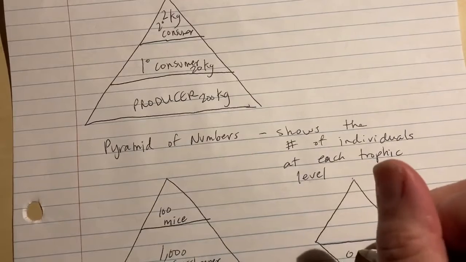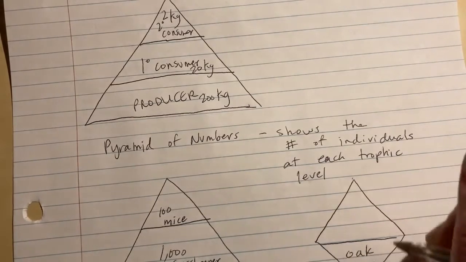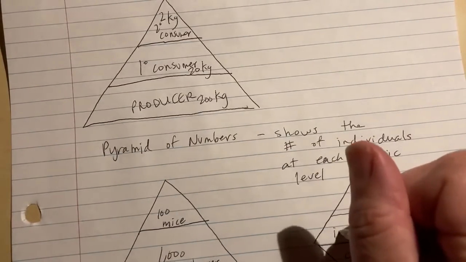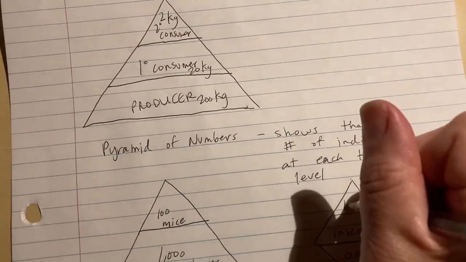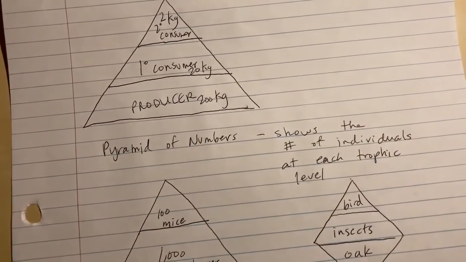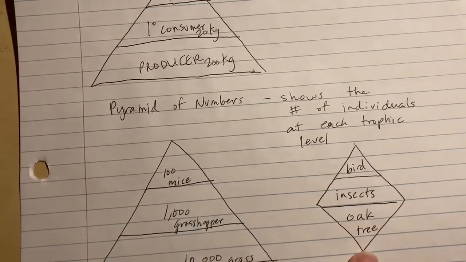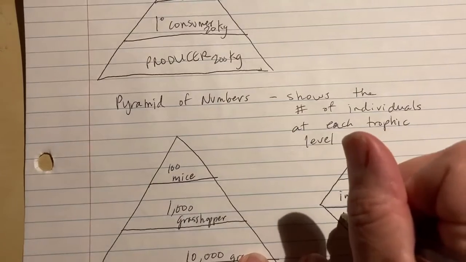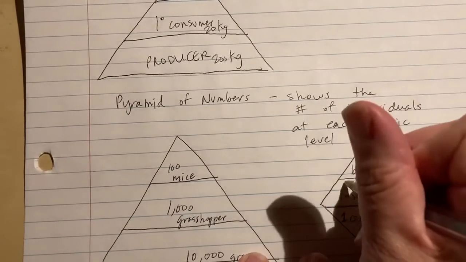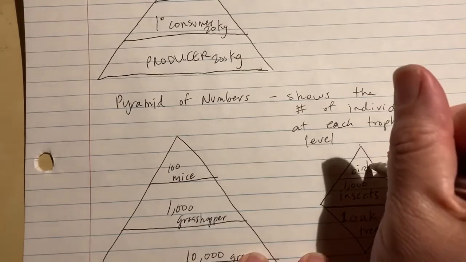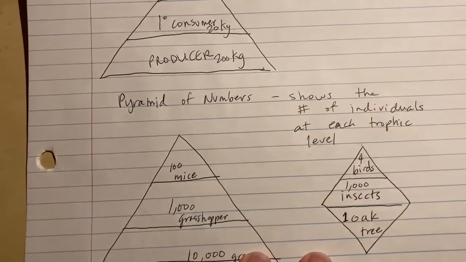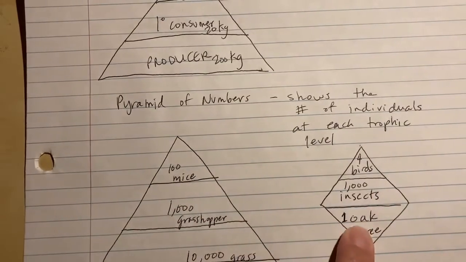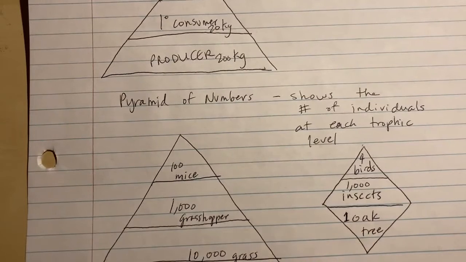So if you have a really big oak tree, and then you've got some insects on the oak tree, and then maybe you have a bird that eats the insects, you get this interesting diamond shape because there's only one oak tree. So one oak tree, maybe there's 1,000 insects, and maybe there's 4 birds or something like that. So you get this interesting inversion at the bottom because this producer is really, really large.